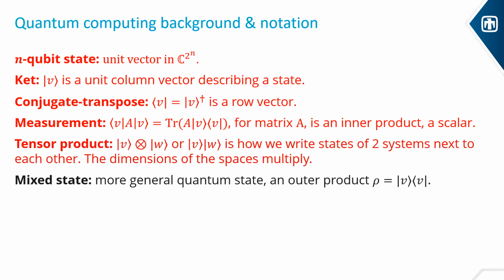Tensor products are how we write states of multiple qubits next to each other, and the dimensions of the spaces multiply. So that's how we go from two-dimensional qubits, 2 times 2 times 2, you get an exponentially large vector space. And finally, in this presentation, we'll be using an alternative way of writing quantum states as mixed states, which are square matrices instead of vectors.